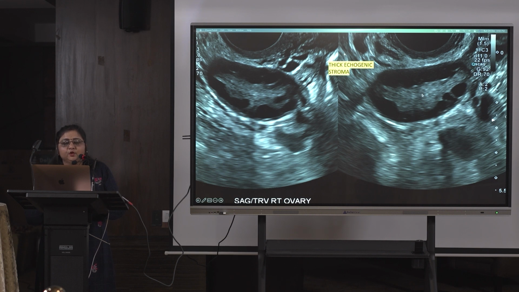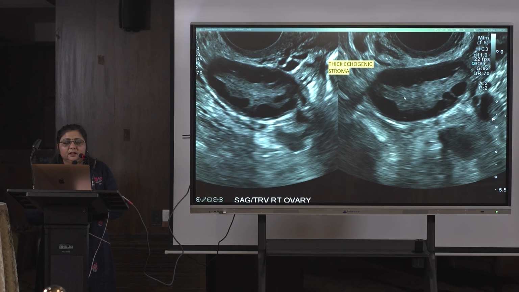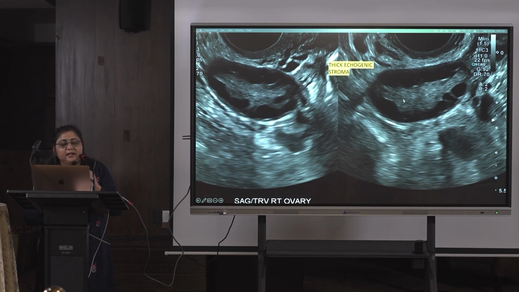Also in polycystic ovaries, you can see the thick echogenic stroma here. That is a characteristic of the polycystic ovary, that you can see a thick echogenic stroma and pearl necklace appearance. So the peripheral arrangement of these follicles in polycystic ovaries is characteristic.